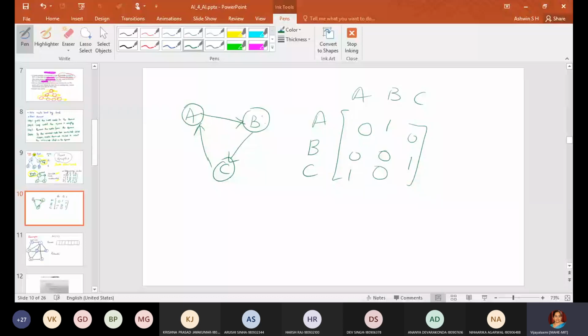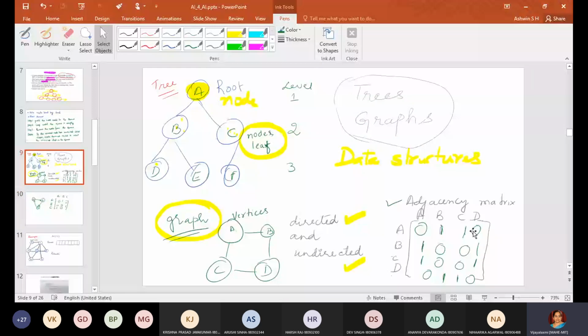Okay. So that's what I told. When you don't have direction, you will find two 1s here, B and C, because A is connected to B as well as C. But when there is an arrow, it is A to B only. It is not A to C, like that. Okay. So this adjacency matrix will help you when you are doing the DFS or BFS algorithm, when you're analyzing. That is required.